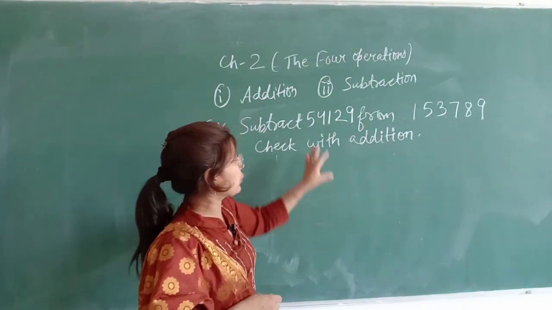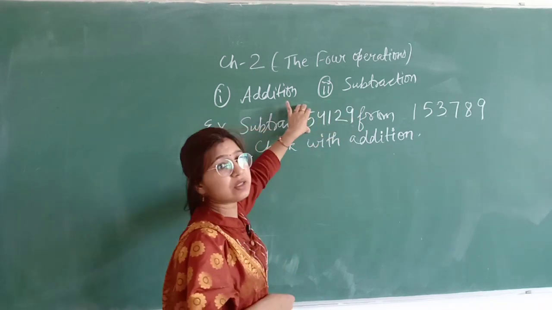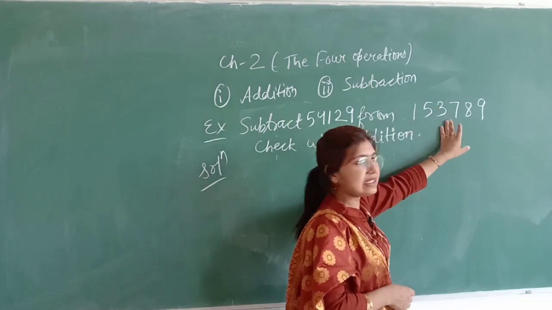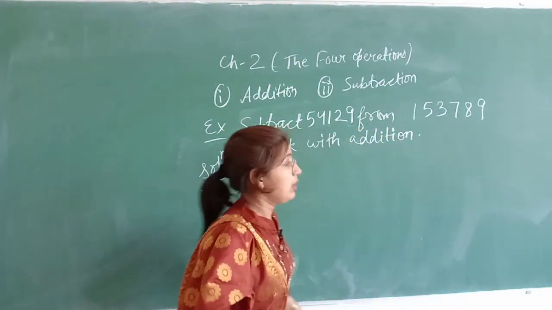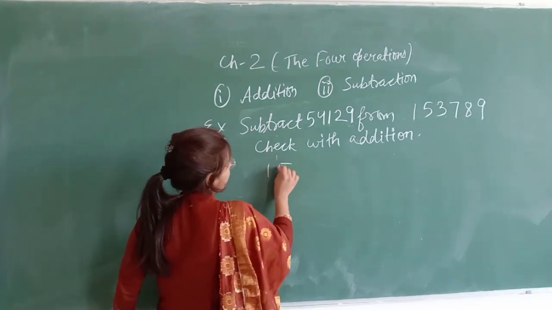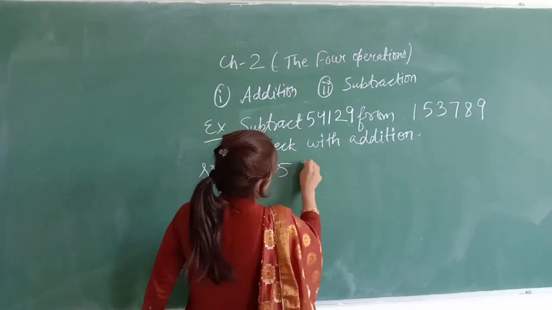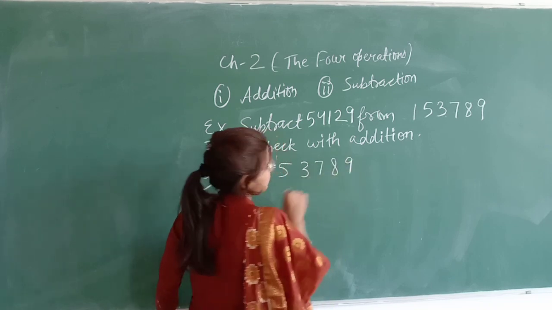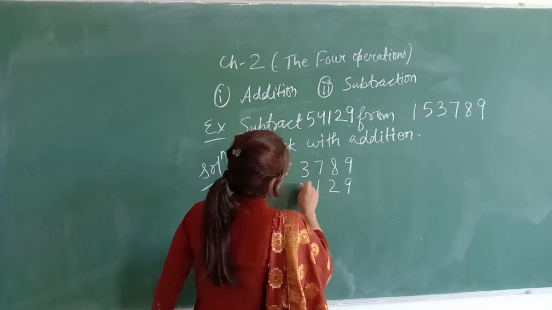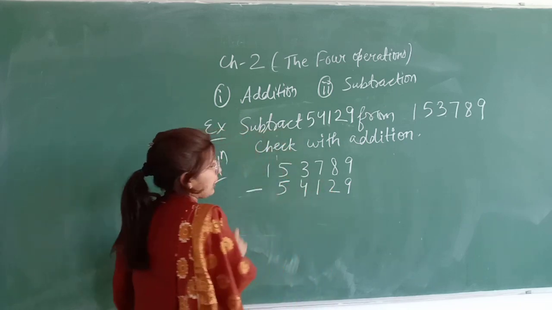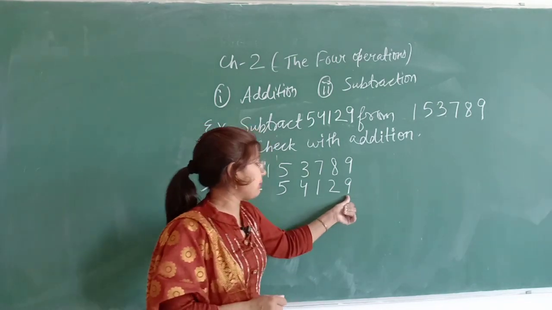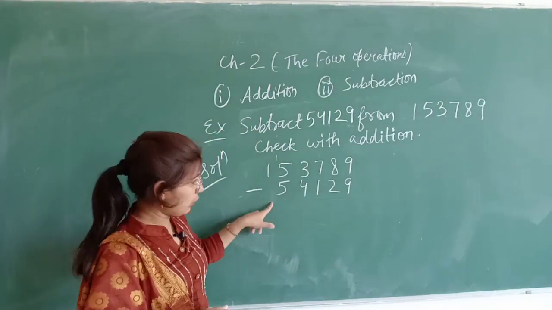Here what you have to do, you have to subtract this 54,129 from this 1,53,789. First convert this question into column form. Write it here, 153,789 minus 54,129. Children, always keep in your mind, you have to start writing the number from right side to left side.